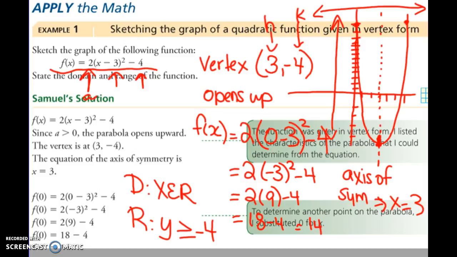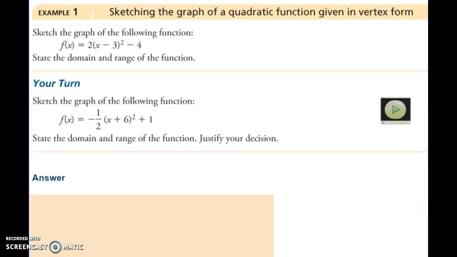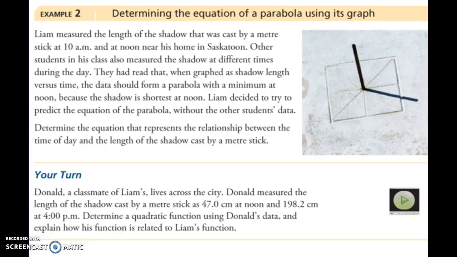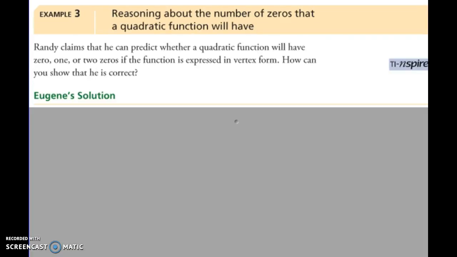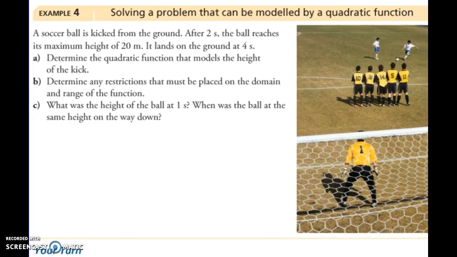Okay, we'll look at page 412 for example 3. And it says, Randy claims that he can predict whether a quadratic function will have 0, 1, or 2 zeros if the function is expressed in vertex form. How can he show that he is correct? So he can predict whether it's touching the x-axis once, if it's touching it twice, or if it's touching it no times. So I just want to go back first and look at the summary.